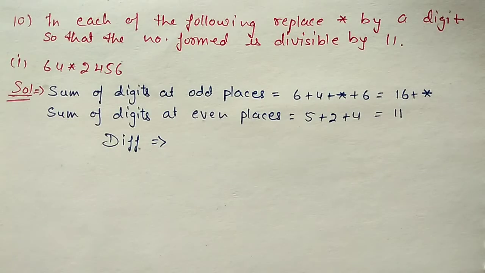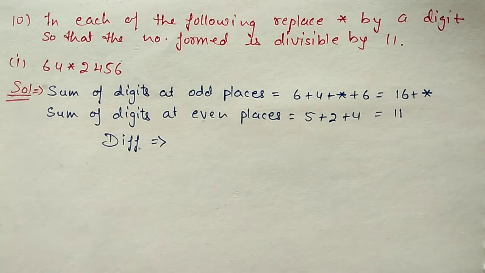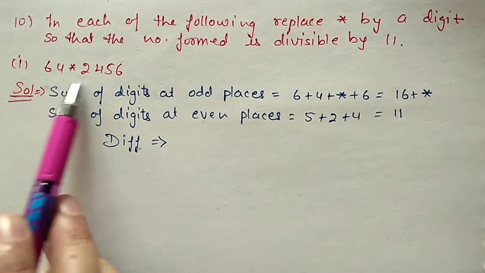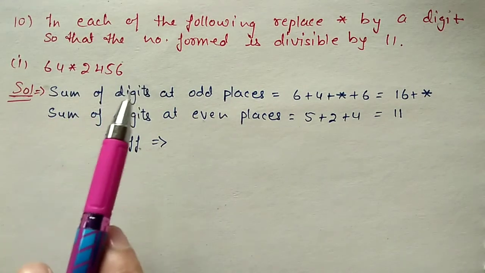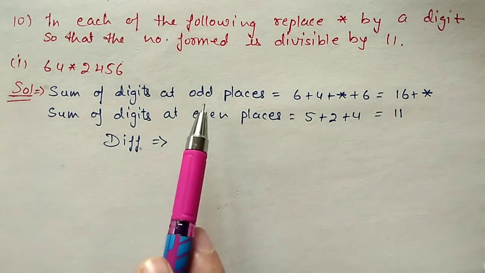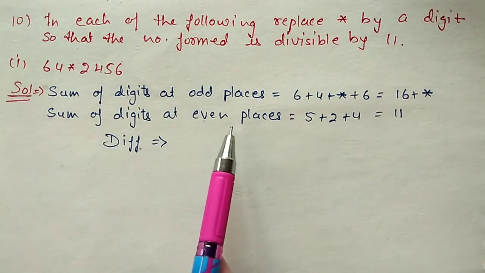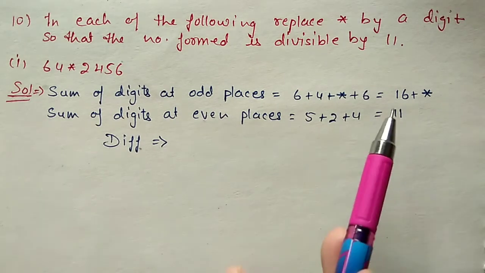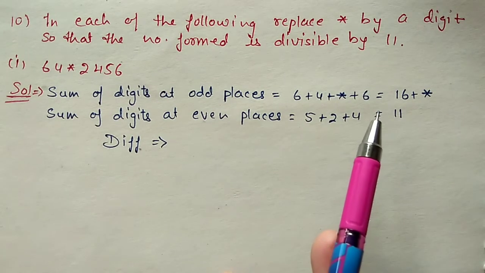Next, question number 10. In each of the following, replace star by a digit so that the number formed is divisible by 11. So first it is given 6, 4, star, 2, 4, 5, 6. For divisibility of 11, we have to sum the digits at odd places and sum the digits at even places, and then we have to take the difference, and this difference should come in 11 table.